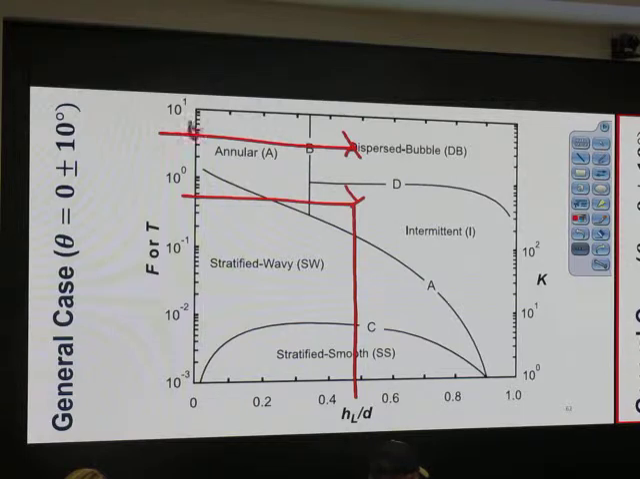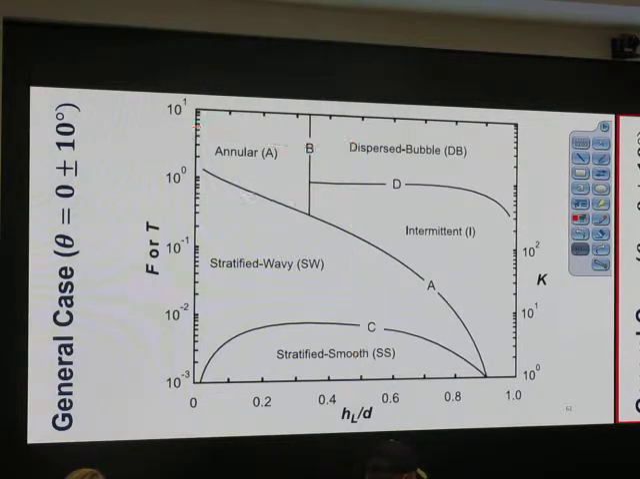So T can be over there and it could be dispersed bubble flow. Or T can be over here, or T can be over there and it's intermittent flow. So when we calculate the value of T, it is to check transition D. Transition D will tell us whether it's dispersed bubble flow or intermittent flow.